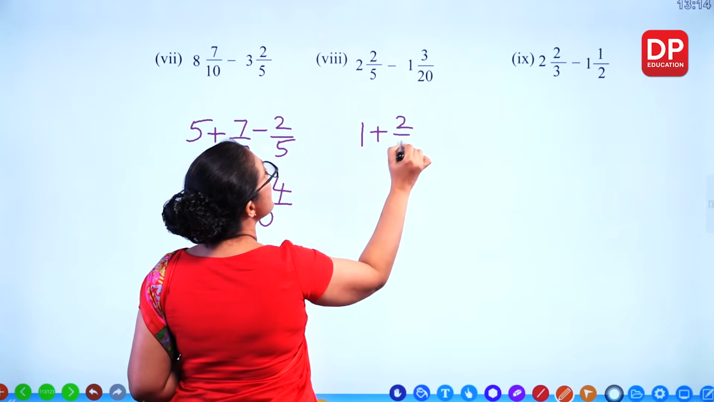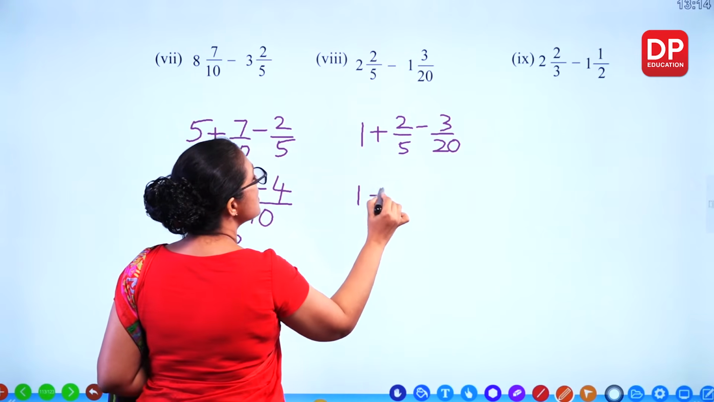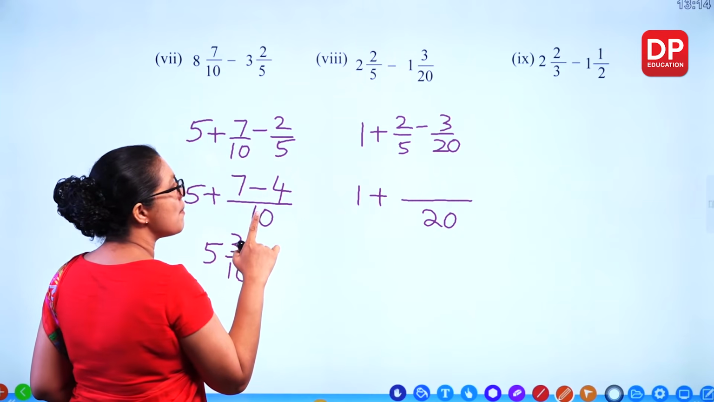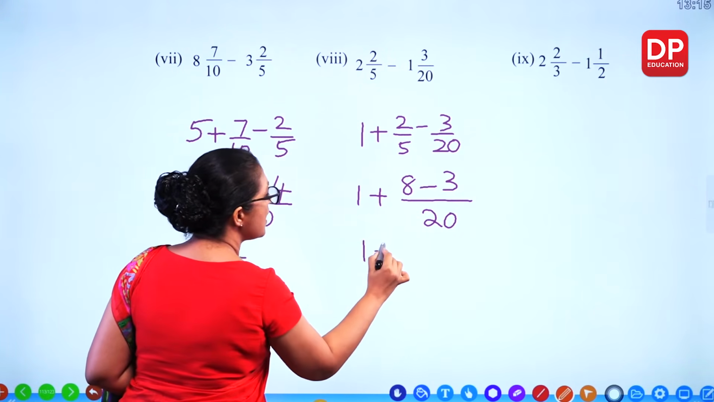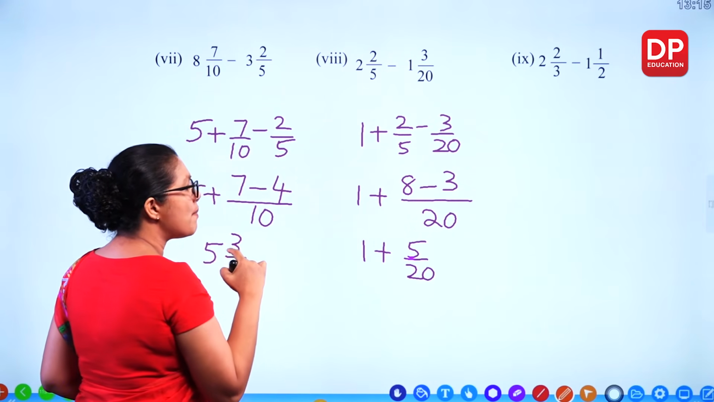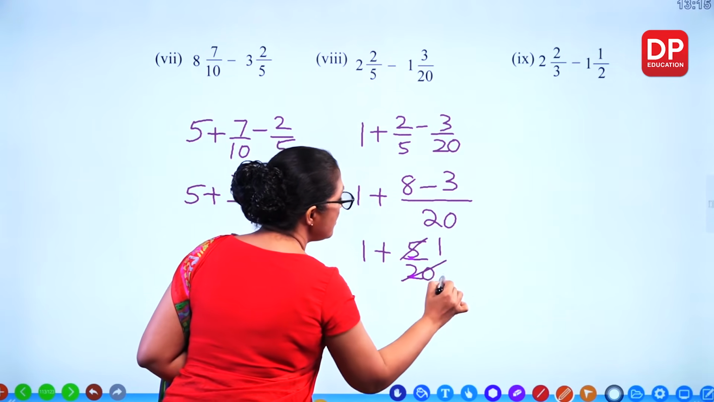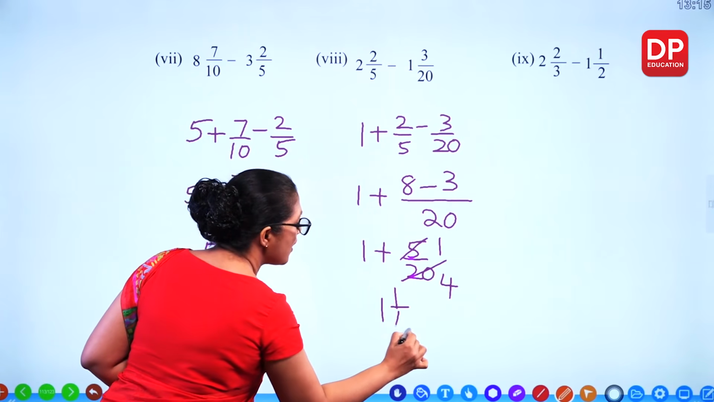And 2/5 and 3 over 20 you can subtract. Convert to the same denominator of 20. Multiply by 4. 4 times 2, 8. 8 minus 3, you get 5. 5 over 20. Divide by 5 both the numerator and the denominator, you get 1 over 4. So 1 plus 1/4, you can write 1 and 1 over 4.